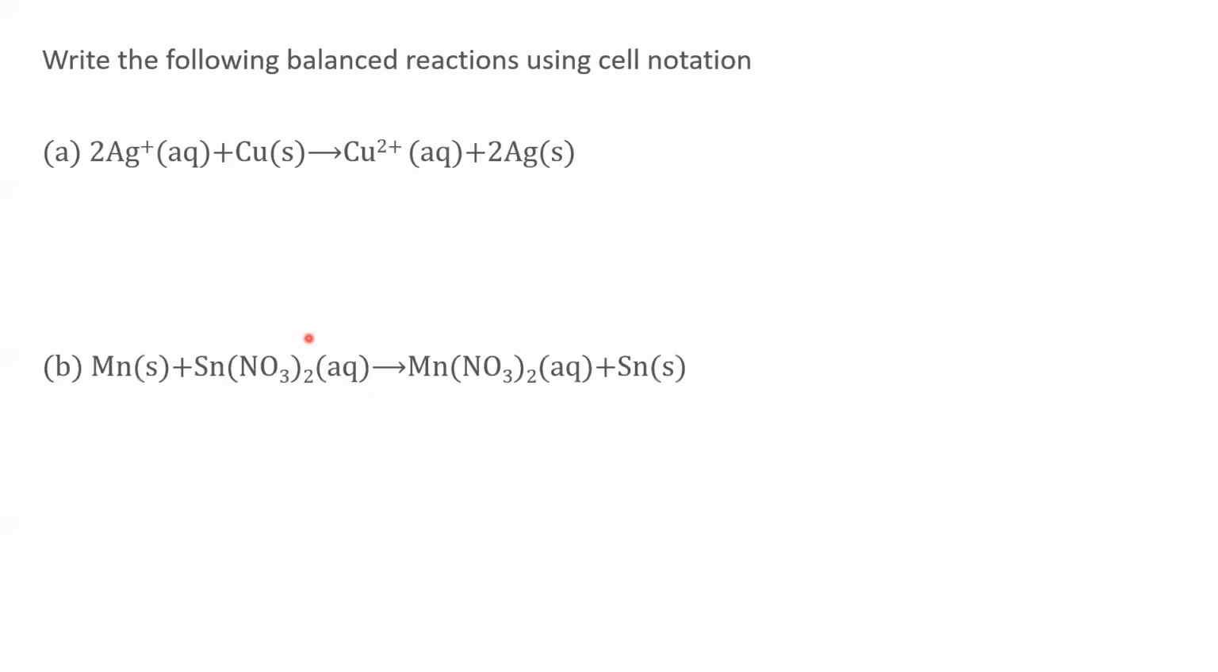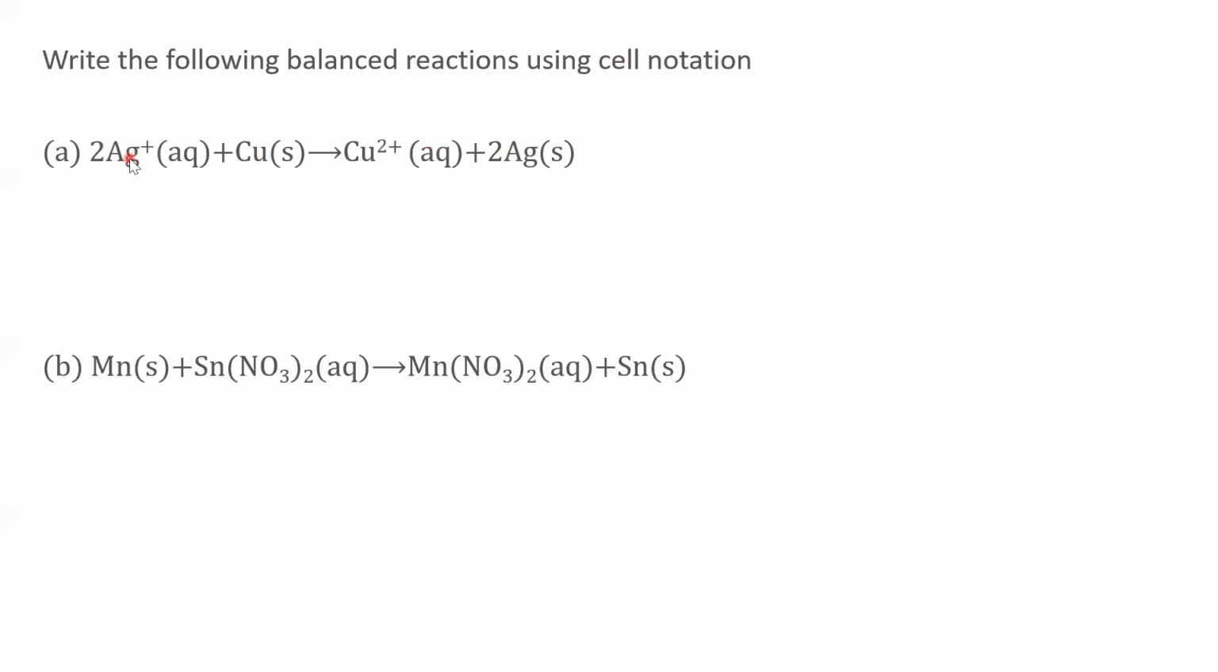All right, so let's look at these examples. We want to write the following balanced reactions in their cell notation, in their shorthand notation. So the oxidation comes first, and the reduction comes second in our cell notation. So look at this reaction.